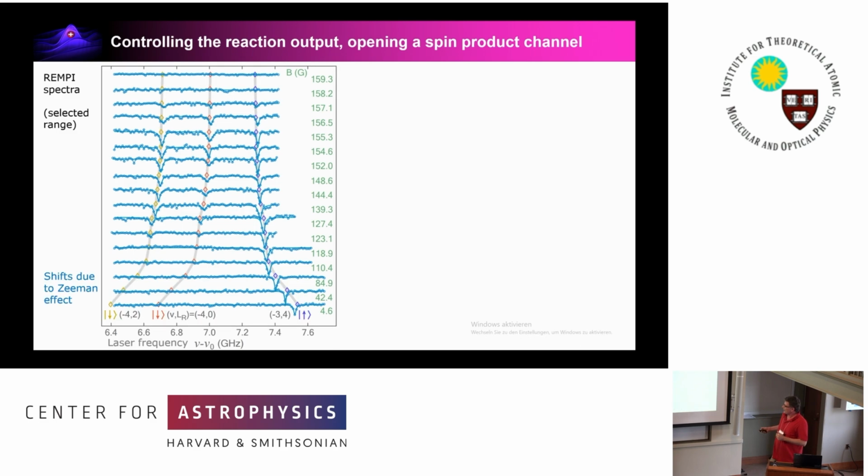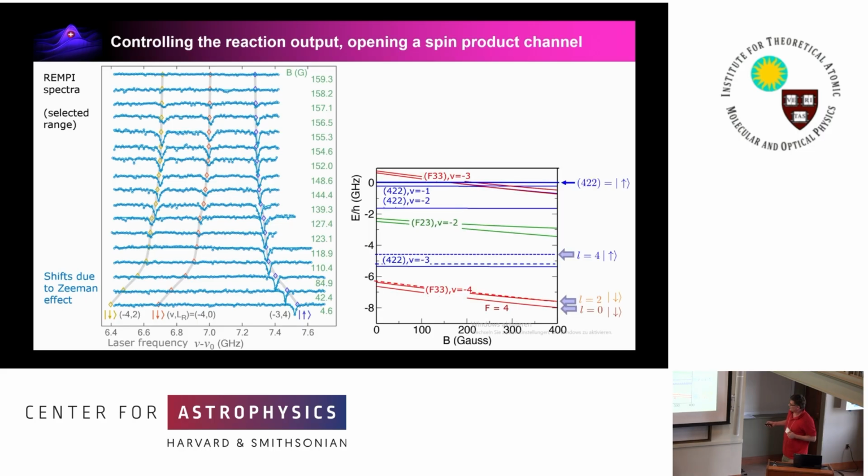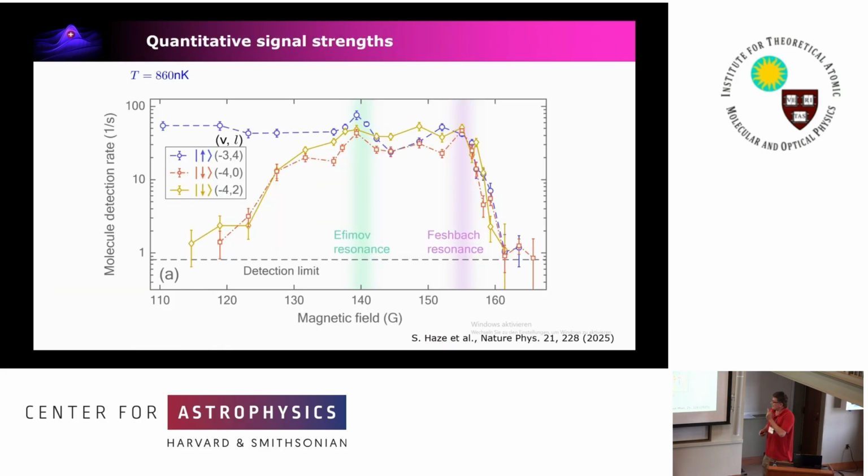And indeed, these guys here are spin-up molecules, and these guys are spin-down molecules. I just want to show you that the spin-up molecule is this one, which has a rotational angular momentum of 4, and the two spin-down molecules are these ones here. It doesn't really matter; we could have also picked other ones. And this is now, in a more quantitative way, what we have observed.